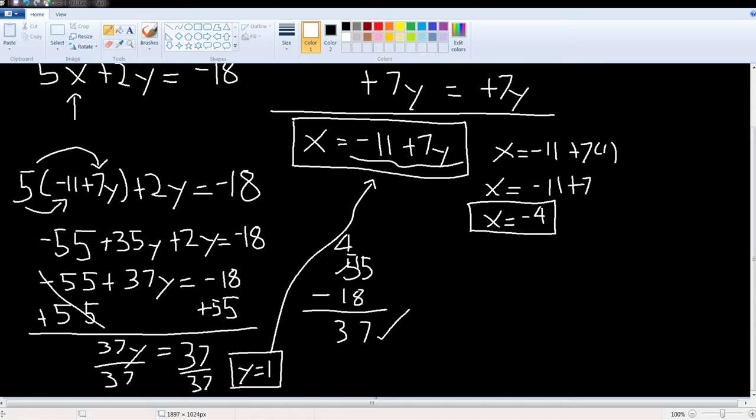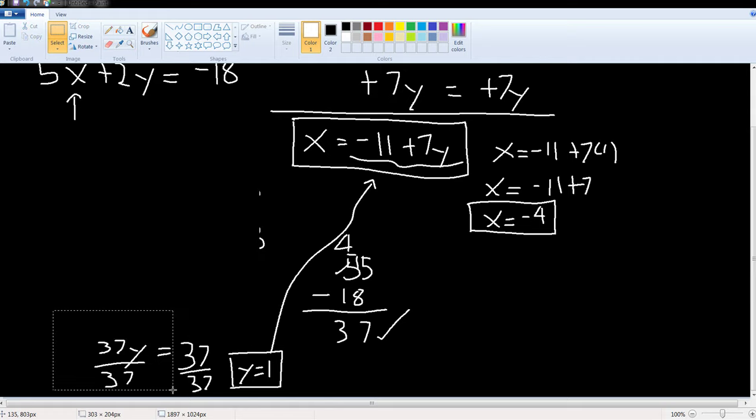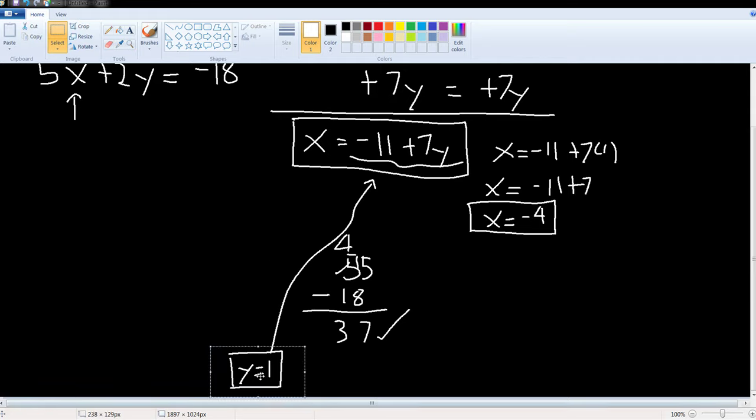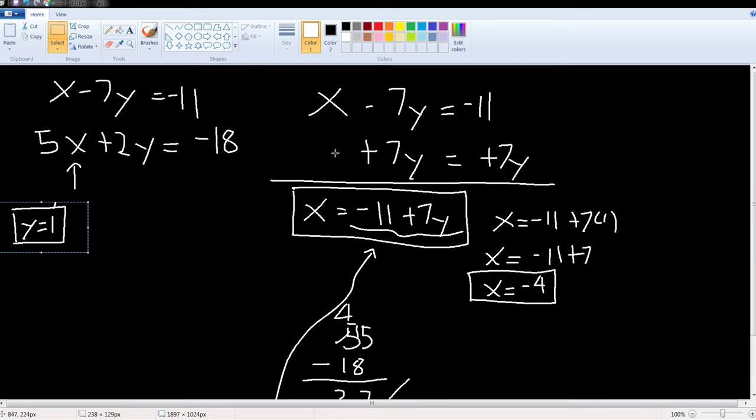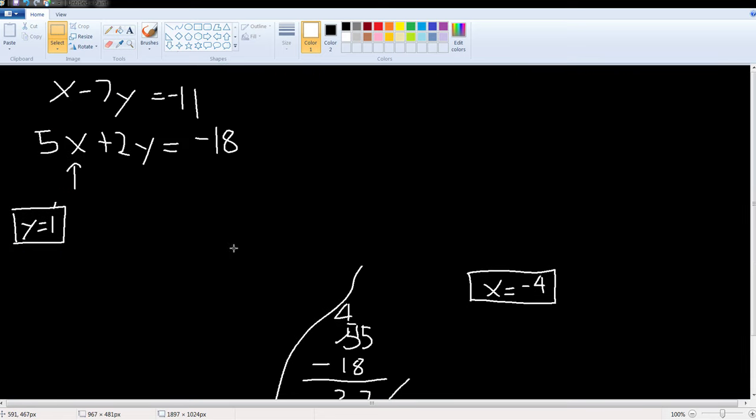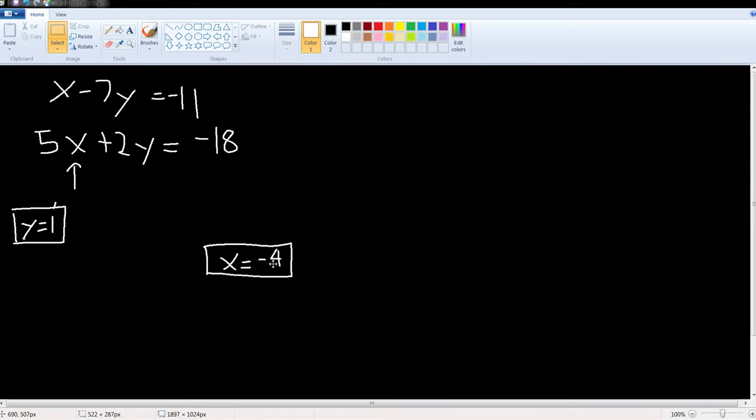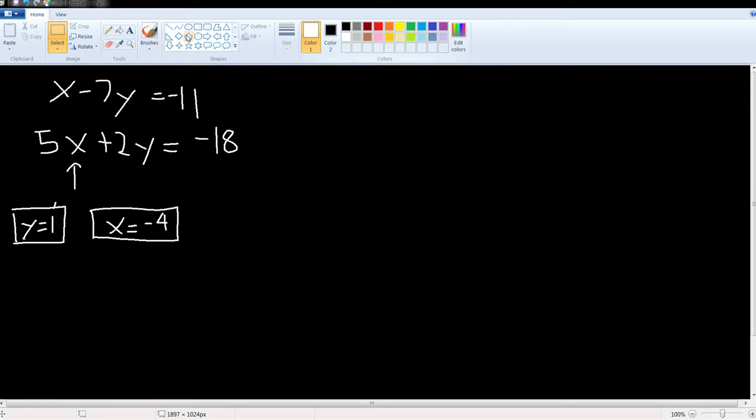Now it's important in math to always check your answers, because why? I did all this work right here, and if at the end my answers don't match up or are wrong, then it's just a waste of time, right? So I'd say it's pretty necessary to check your work. So how do we check our work? Let me just delete this first. So I have y equals 1, right? And x is equal to negative 4.